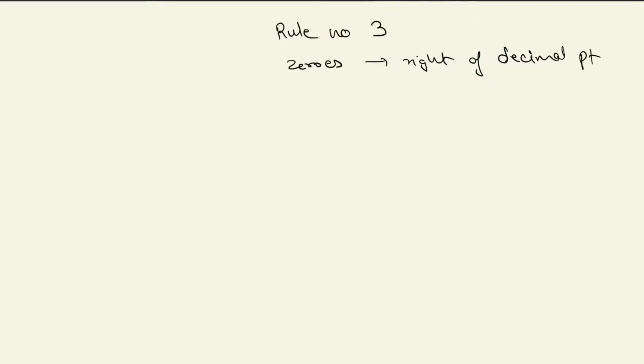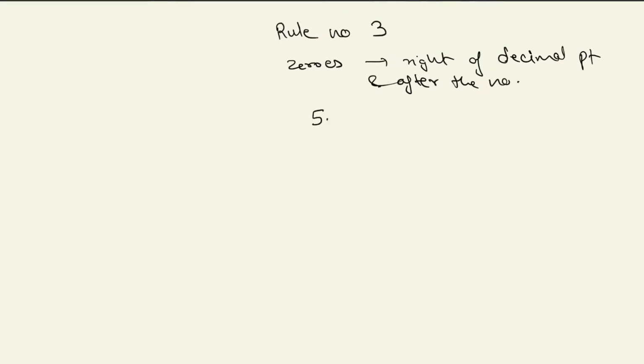Now let us come over to rule number 3. Rule number 3 states zeros to the right of the decimal point and which are after the number are significant. I repeat again, zeros which are to the right of the decimal point and which are after the number, they are counted as significant. Now let us take some examples.